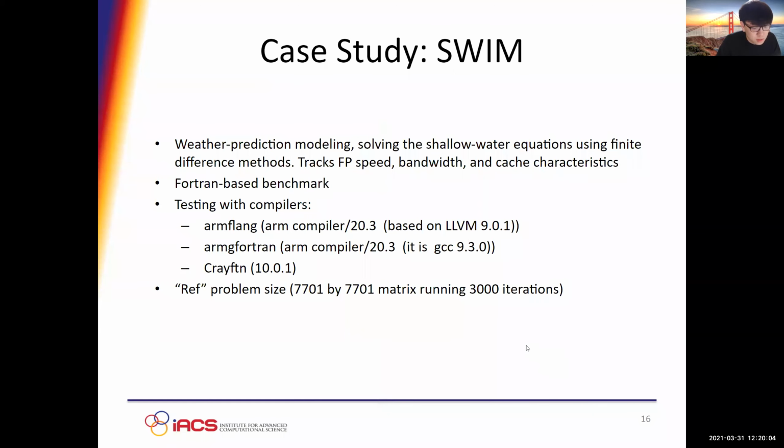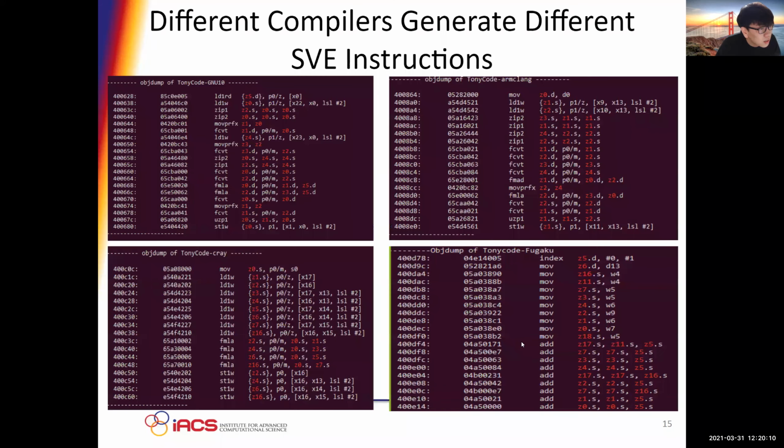So for us, yeah, and I'm sorry to interrupt. But before you go on from slide 15, can you explain what's going on with the Fujitsu compiler? Is it somehow unrolling a loop more extensively? Why is it generating so many instructions?